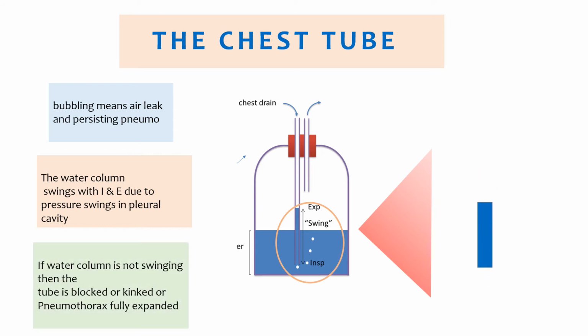And if the water column is not swinging, then there is a disconnection between the pleural cavity and the distal end of the chest tube. That means either there is a complete removal in between somewhere in the attachments, or the tube is blocked or kinked, or the pneumothorax may be fully expanded. So that is what really happens with the chest tube.